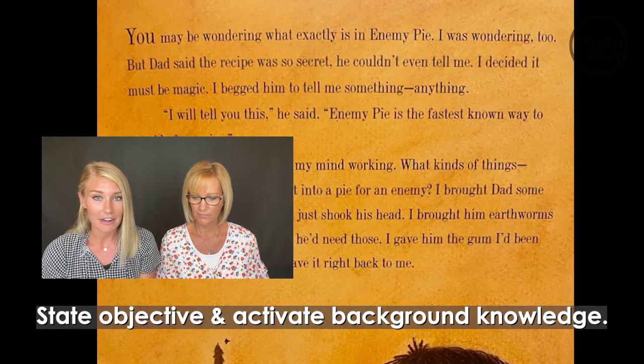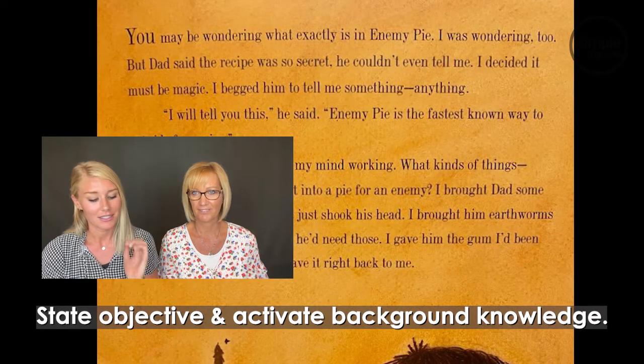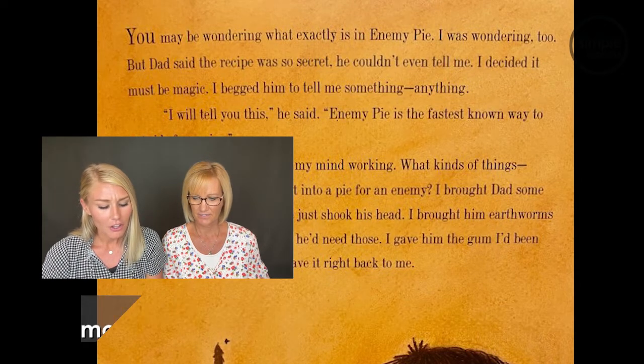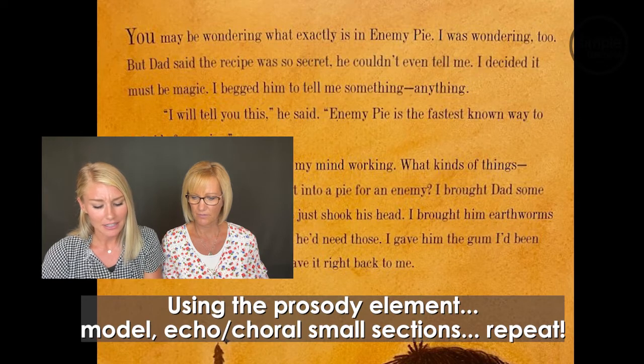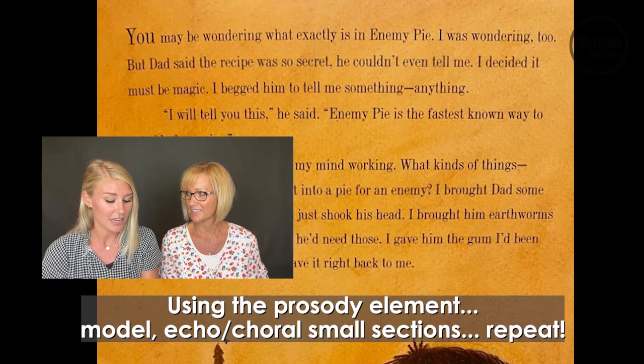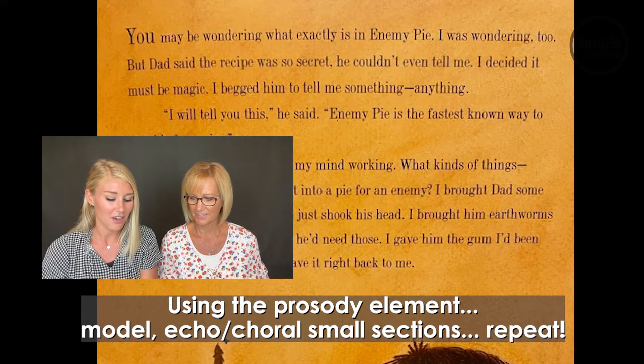This is when the narrator, the boy, is talking to the reader. It's pretty neat. You may be wondering what exactly is an enemy pie. I was wondering too. Okay, it's your turn. Let's do that together. Notice where I put intonation, and I got a little bit softer at the end there.